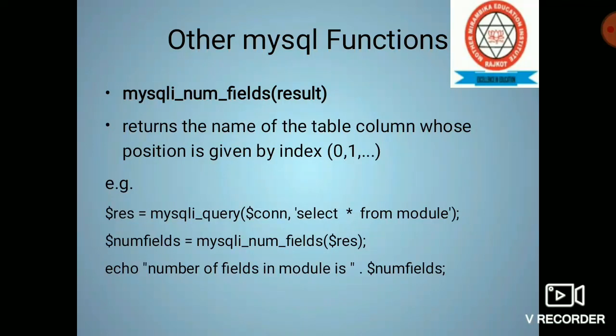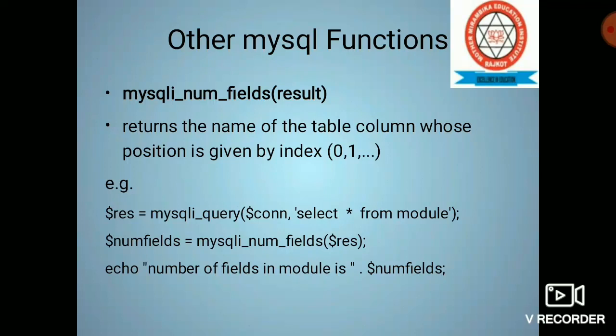Other MySQL functions. The next function is mysqli_num_fields, which will return the number of fields stored in a table. For example, if the student table has 5 fields, it will return 5. If the customer table has 10 fields, it will return 10. One example is given: $res, that is result, equals mysqli_query. The first argument is the connection link variable and the second argument is the query that you want to execute.